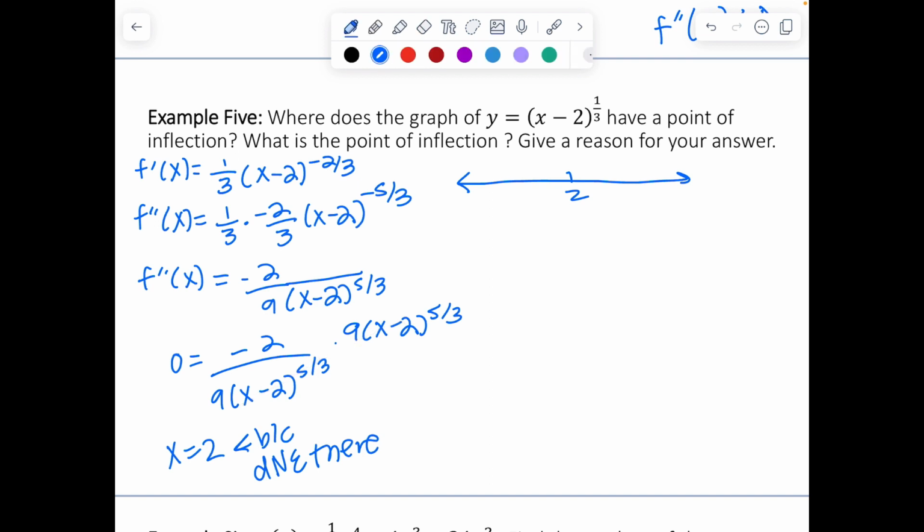So we're actually not going to be able to, there's no value of x that would make this double derivative equal 0. And so the only place there's a possible point of inflection is at 2. So I'll plug in 2 here, and then I'll do my line test.